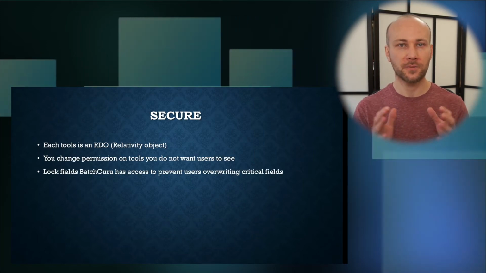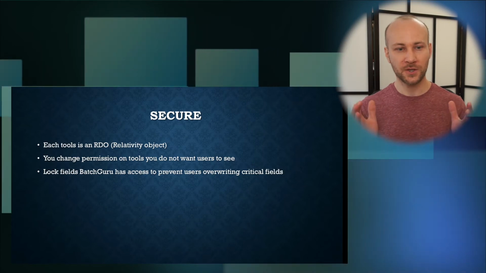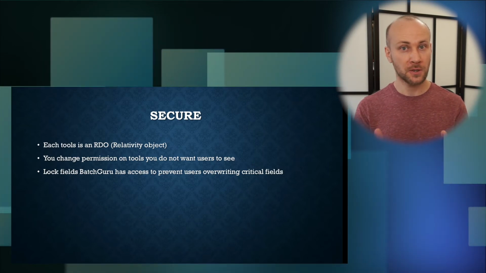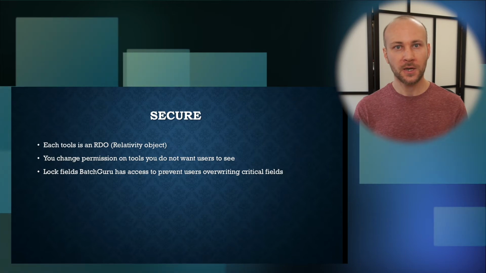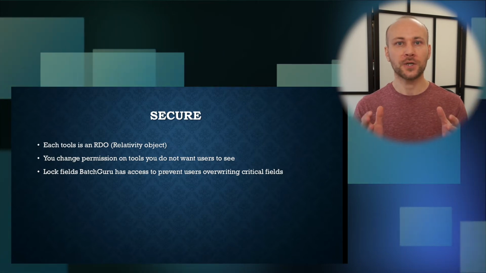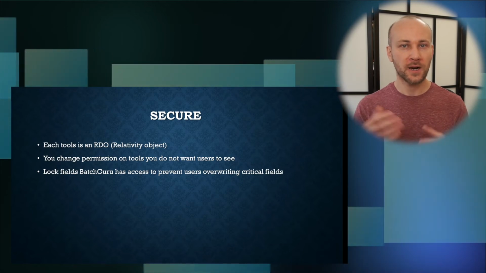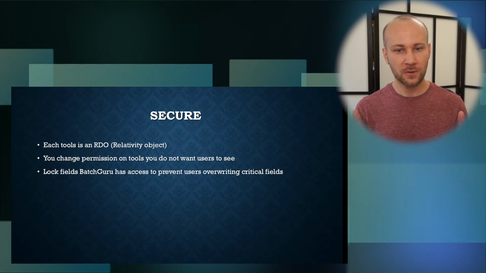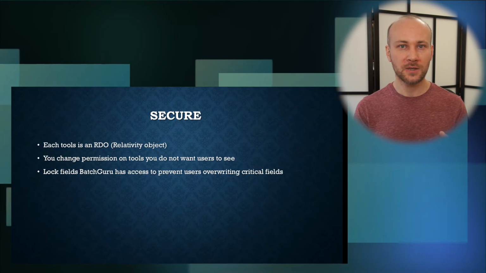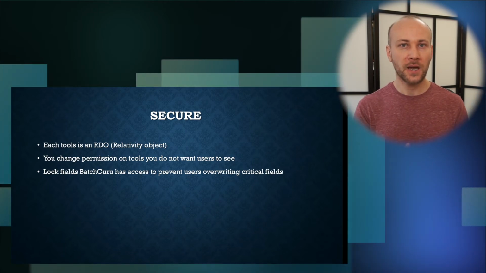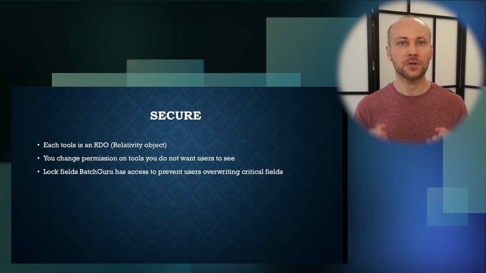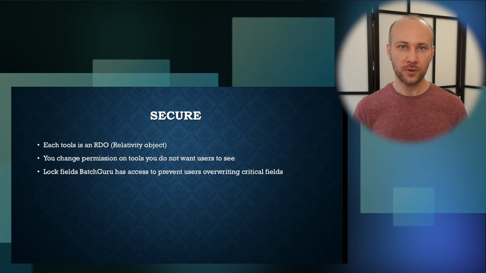And something that's very important to a lot of companies, it's secure. Each tool is an RDO, so it follows the same security that Relativity uses, and you can change permissions, who can run the batch or who can modify settings. And we can also lock down which fields BatchGuru has access to and where it can write to, so that you don't accidentally overwrite an important metadata field.